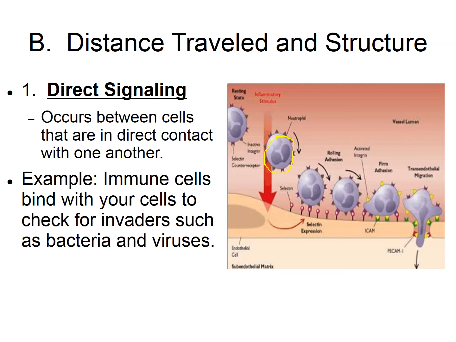The way they check the IDs of the cells and other molecules they run into is they will come down and bind with receptors on those cells. So let's say this is a liver cell, and this white blood cell is checking it out, making sure it's healthy. It will come down and bind with its receptors, and that tells it whether it belongs there or not. So they're directly touching, direct signaling.